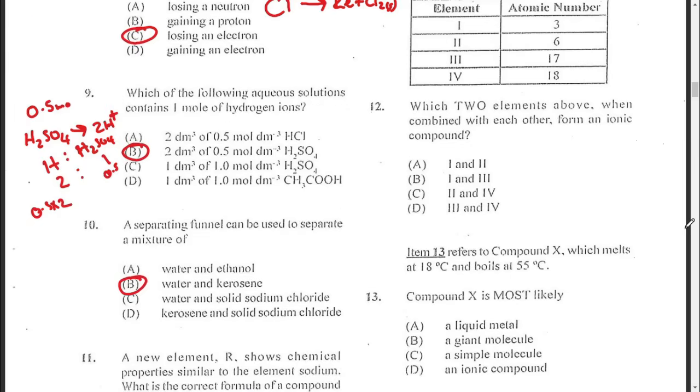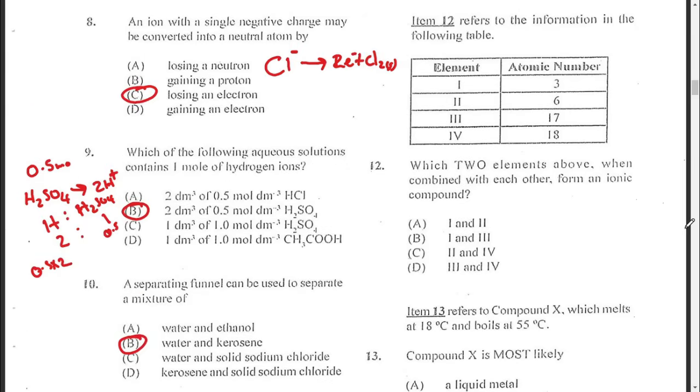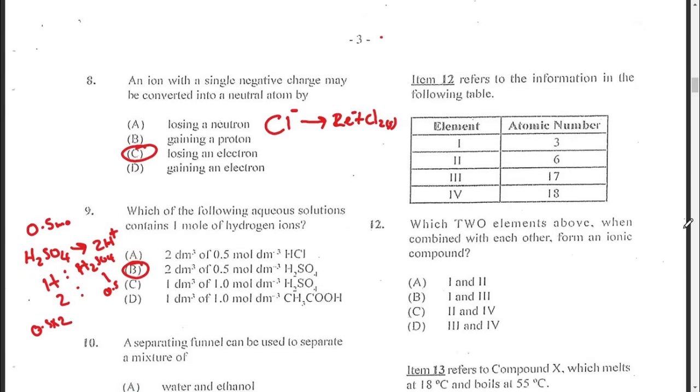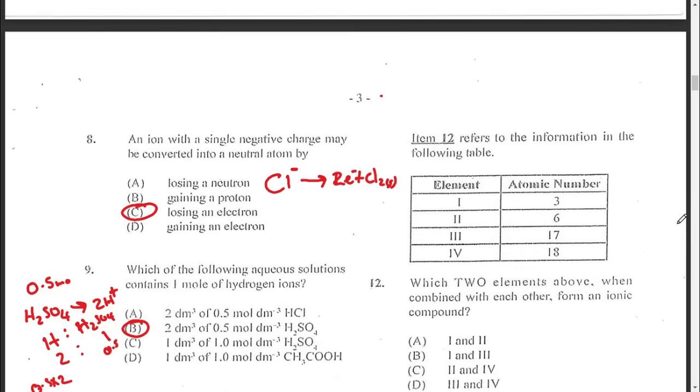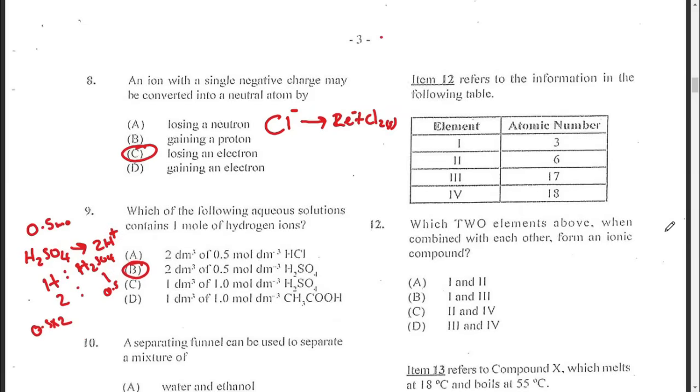Question 12. Items 12 refer to the information in the following table. Which 2 elements above, when combined with each other, form an ionic compound? The atomic number here is 3. So let us write the electronic configuration for each and see what the valence electrons predict.